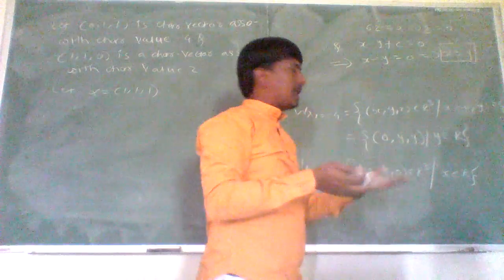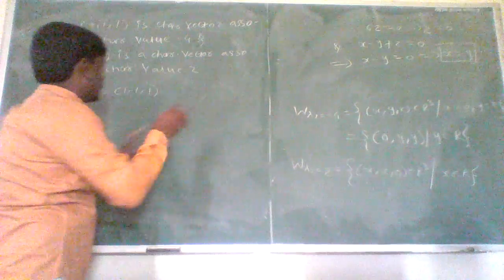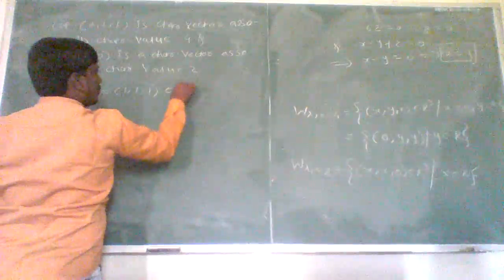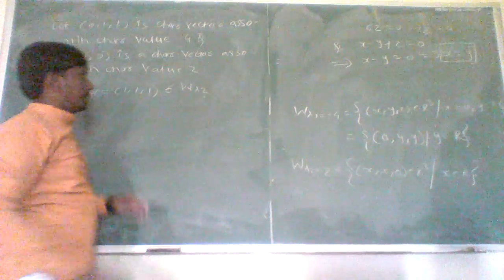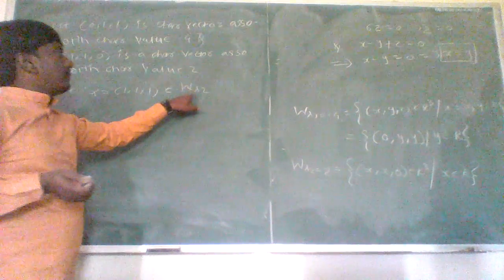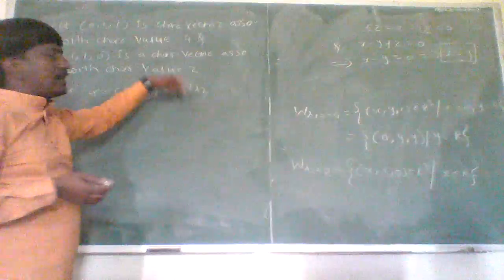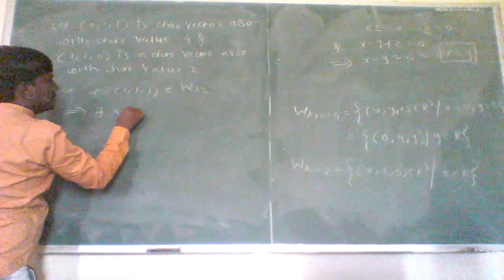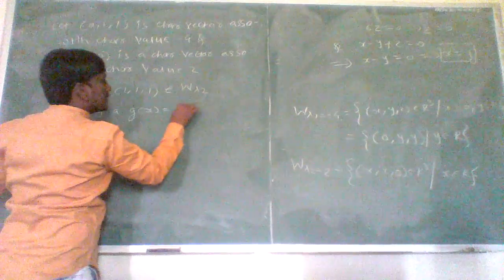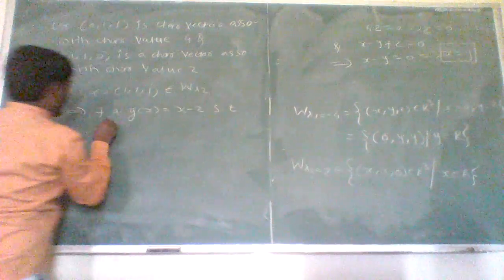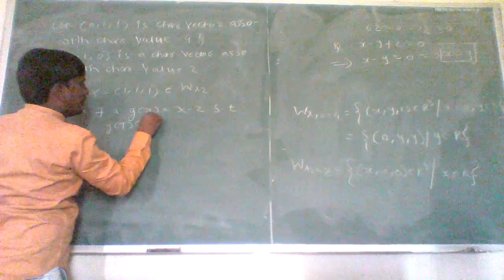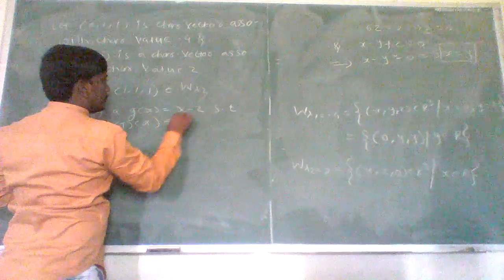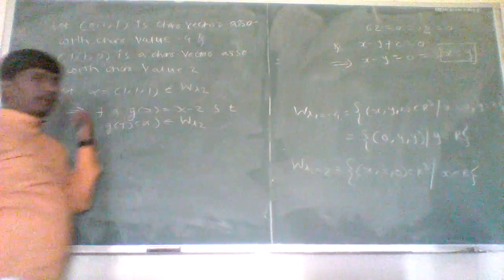Here are the elements of the type (1, 1, 0), (2, 2, 0), (3, 3, 0). Here (1, 1, 1) is not a member of W, that is the eigenspace W lambda 2. So in the previous lecture we have proved that if alpha is not a member of W lambda 2 and W is invariant under T, then there exists a polynomial g of x equal to x minus 2 such that g of T of alpha belongs to this W lambda, from the previous theorem.